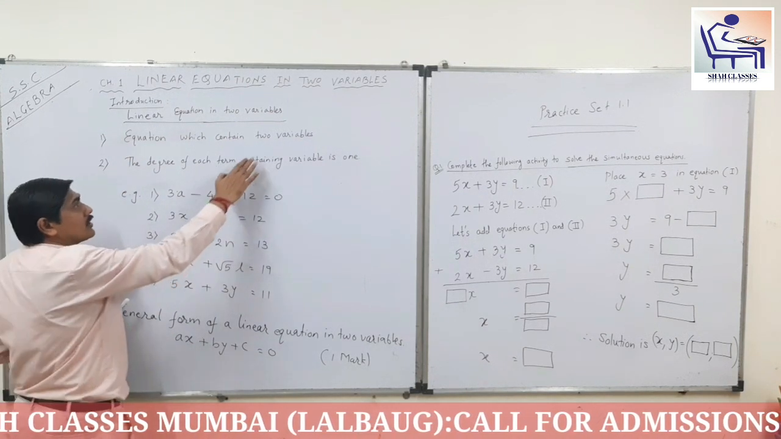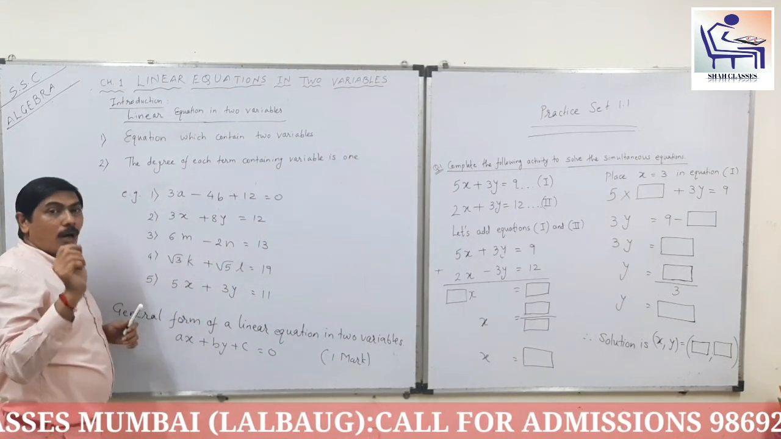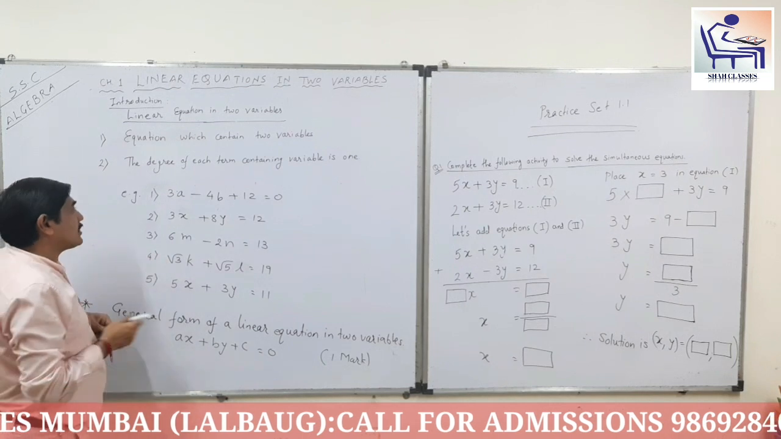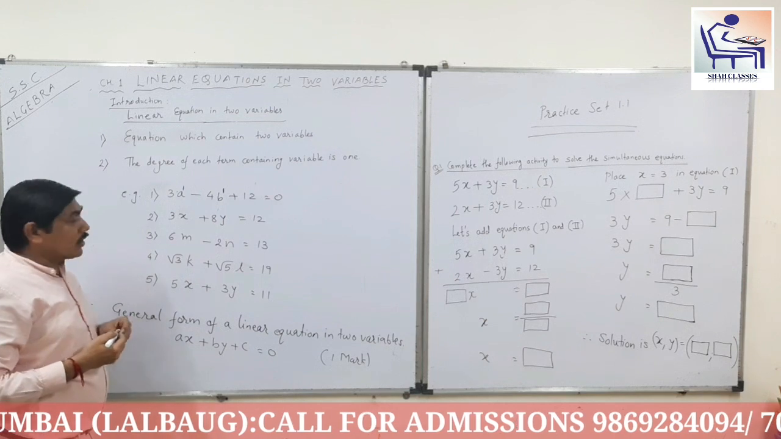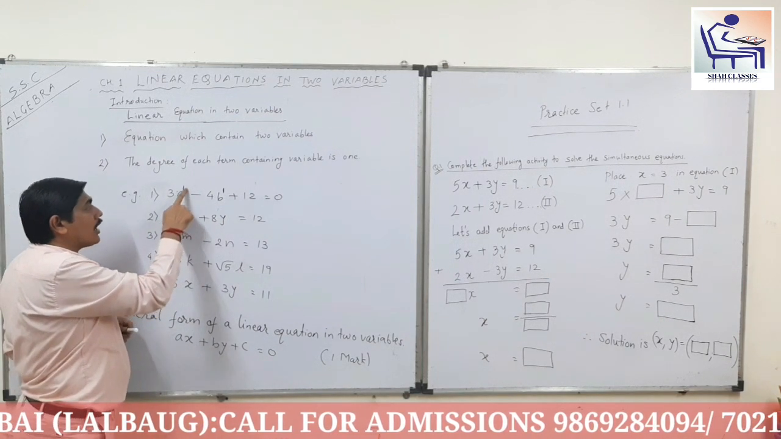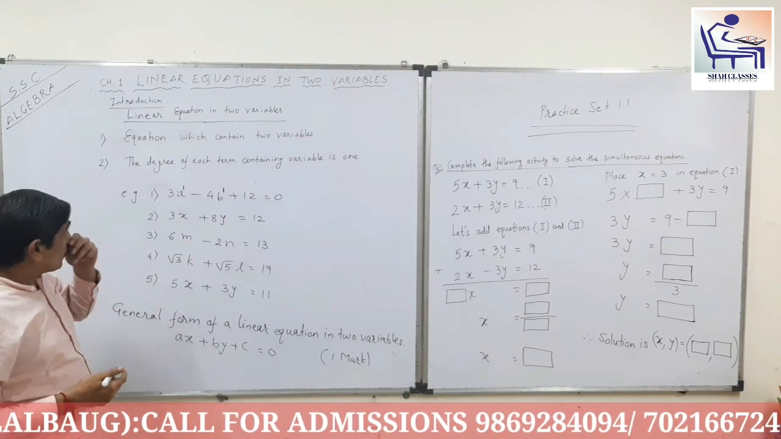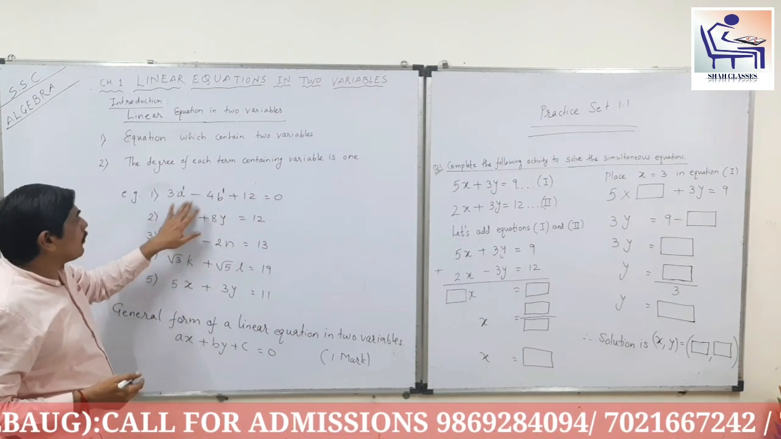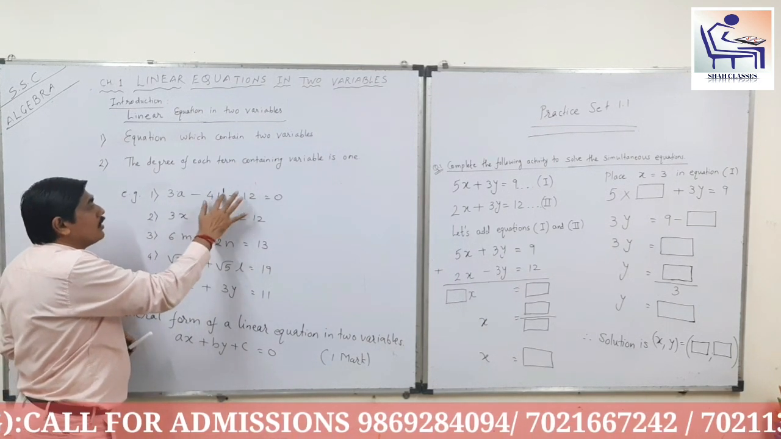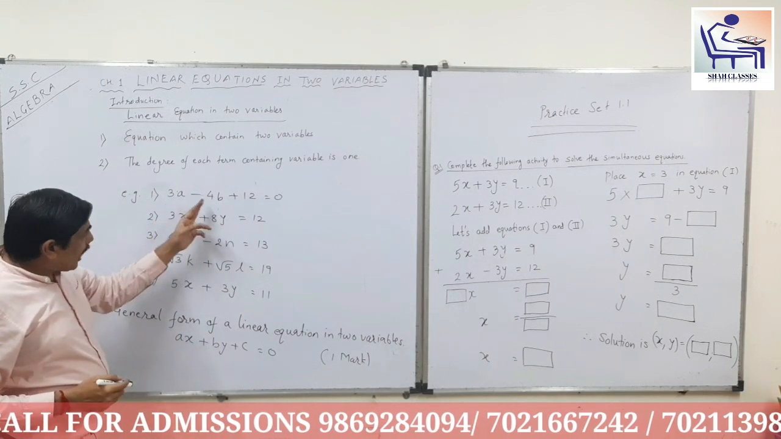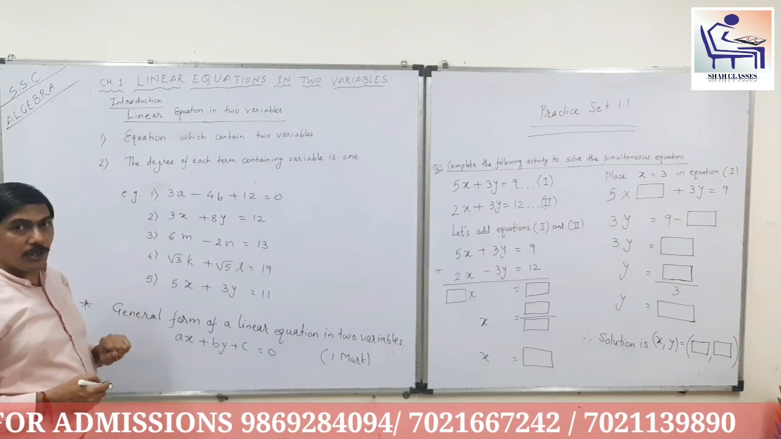Here there are two variables. The degree means power, or you can call it an index. If nothing is written, we will assume 1. यहाँ पे आप देख रहे हो कि इसकी डिग्री 1 है, यहाँ पे भी डिग्री 1 है, और दोनों वेरिएबल्स पे डिग्री 1 है. So now 3a minus 4b plus 12 is equal to 0 is also a linear equation.